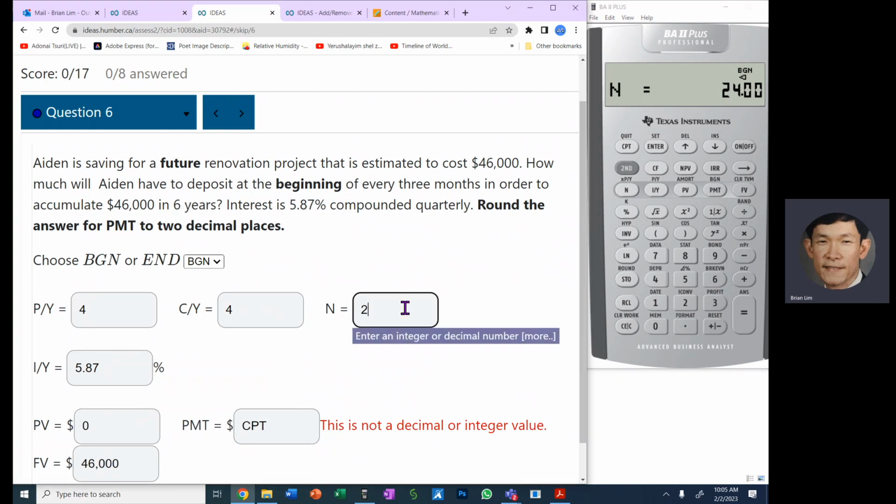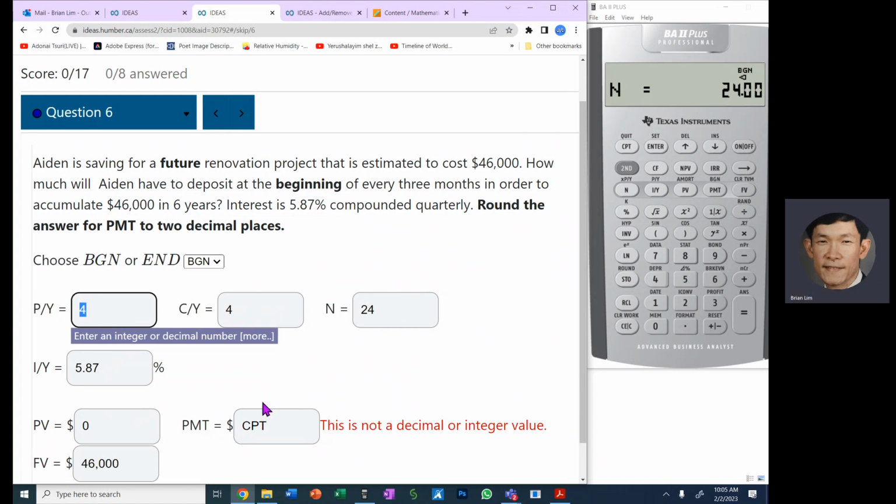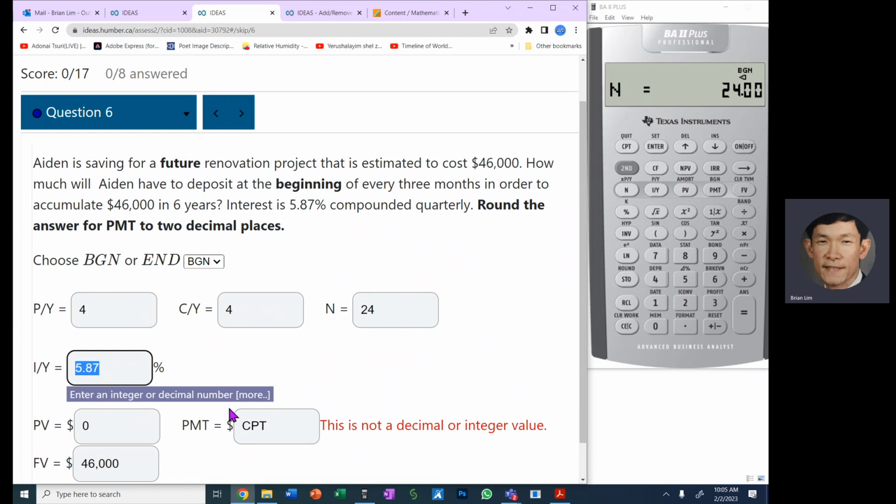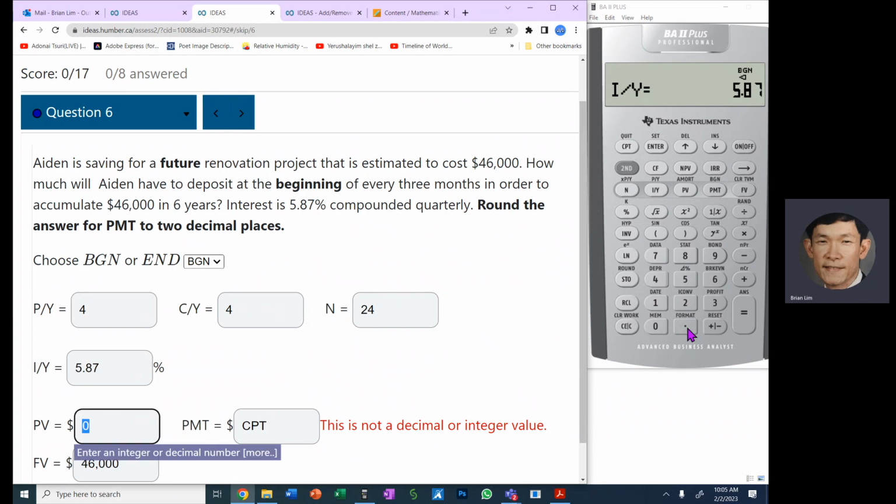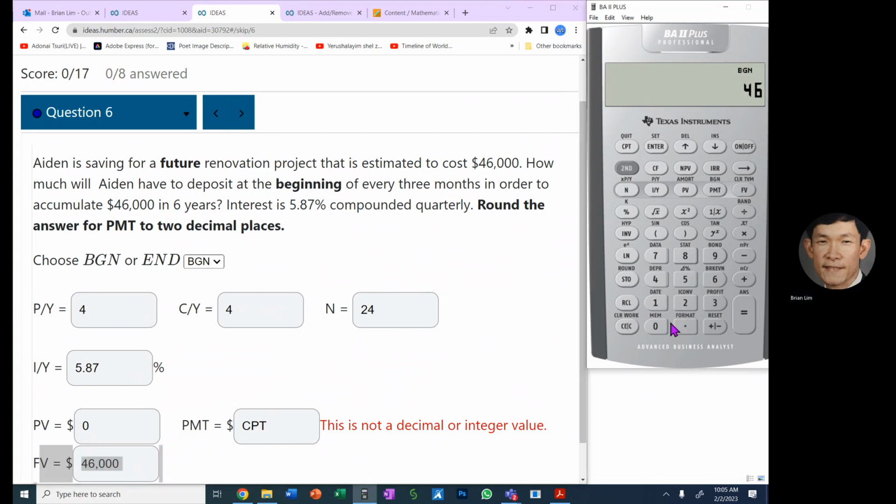So N turns out to be 24, and that is the 6 years times the payments per year, 4, giving us 24. Now the IY value is 5.87. So 5.87, that is IY. All right, what's the present value? Well, the present value is 0. So we're starting the savings to save the money. And the payment is what we'll need to compute to accumulate $46,000. So 46,000, and that is the future value. And with that, we compute the payment.